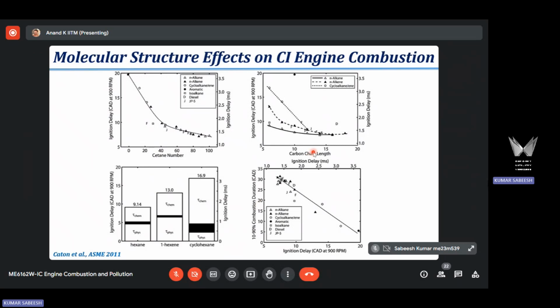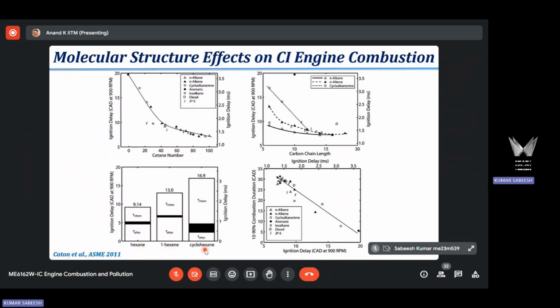We have also seen that in a particular molecular structure, variations in the carbon chain length also affect the delay time. An increase in carbon chain length increases the tendency of forming radicals because you have more carbon and hydrogen atoms. The longer the chain length, the more tendency to form radicals, and because of that the delay time drops, because ignition quality improves with increasing carbon chain length. We have also seen that the delay time has two elements, chemical delay and physical delay. Physical delay has to do with forming an ignitable mixture, and chemical delay has to do with forming radicals from a stable molecular structure. We discussed how these two, physical and chemical delay time, vary based on molecular structure.